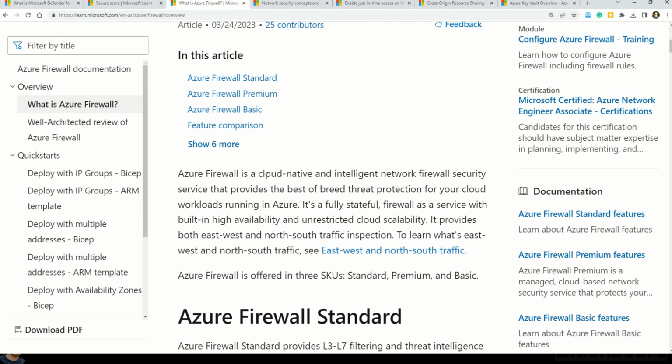Well, Azure Firewall is a cloud-native and intelligent network firewall security service that provides the best of the breed threat protection for your cloud workloads running in Azure. And please note, my friends, that Azure Firewall is fully stateful. You may get some question in AZ-900 asking if Azure Firewall is stateful or not, and then it says that Firewall as a service with built-in high availability and unrestricted cloud scalability. You can read more on this Azure Firewall. I will not go in depth. The link right there in the description box.